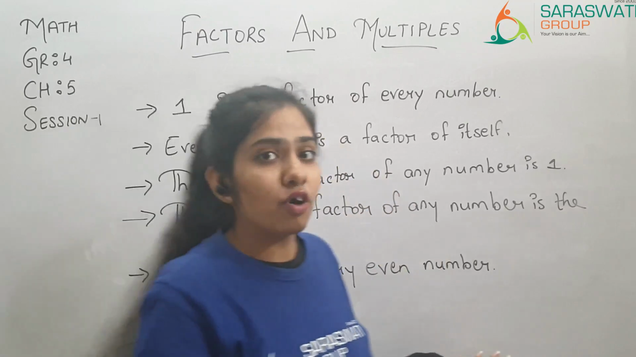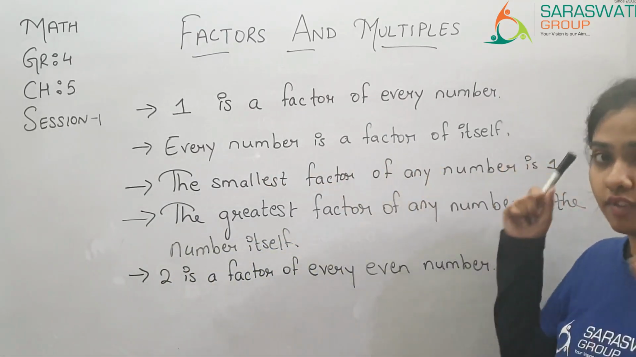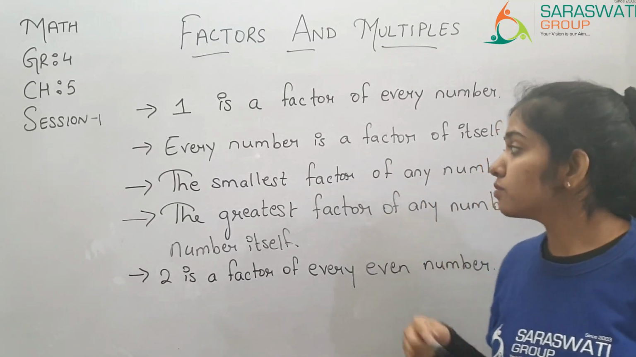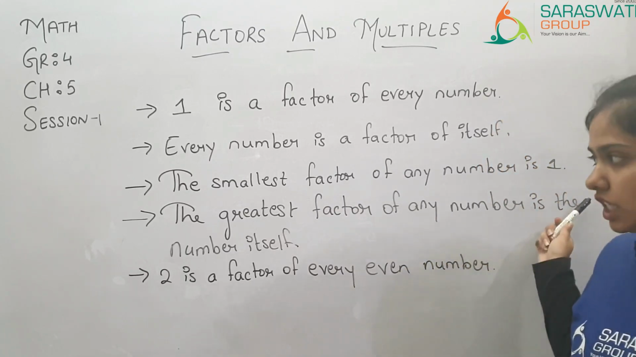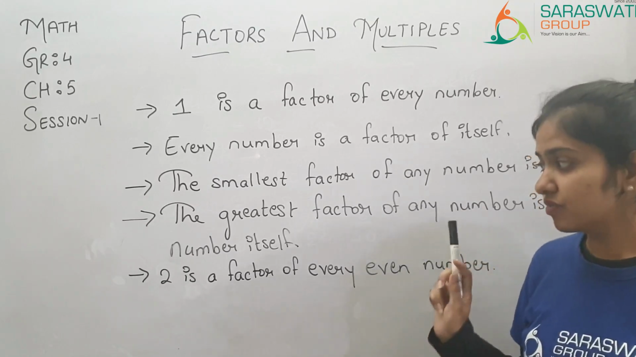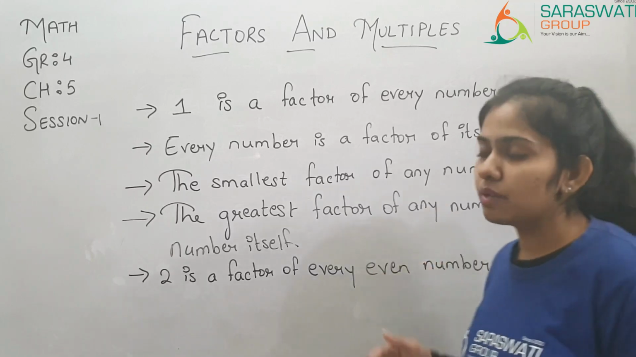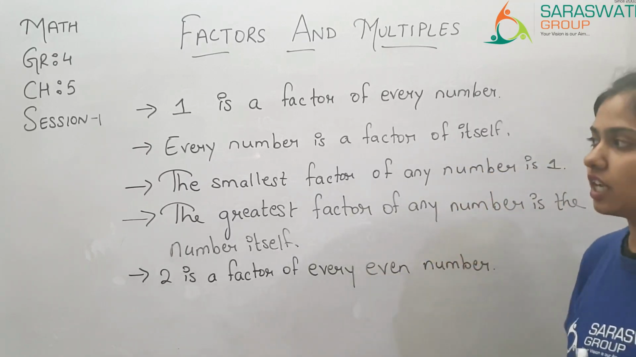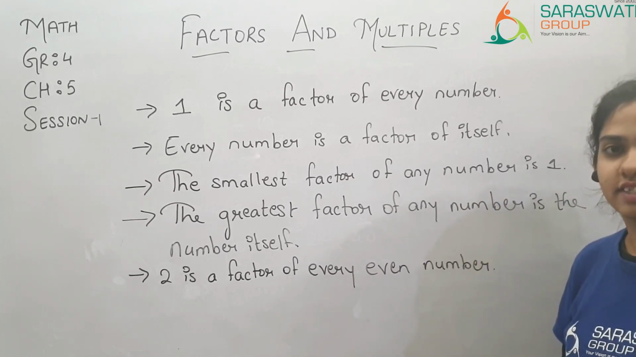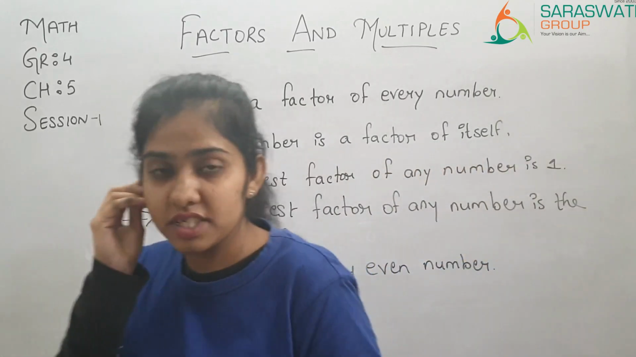So these are the points which you are supposed to keep in mind. That is, 1 is a factor of every number. Every number is a factor of itself. The smallest factor of any number is 1. The greatest factor of any number is the number itself. And 2 is a factor of every even number. If you want to note it down in your book, pause the video and note it down. Okay, so I hope that you have noted this down in your book.